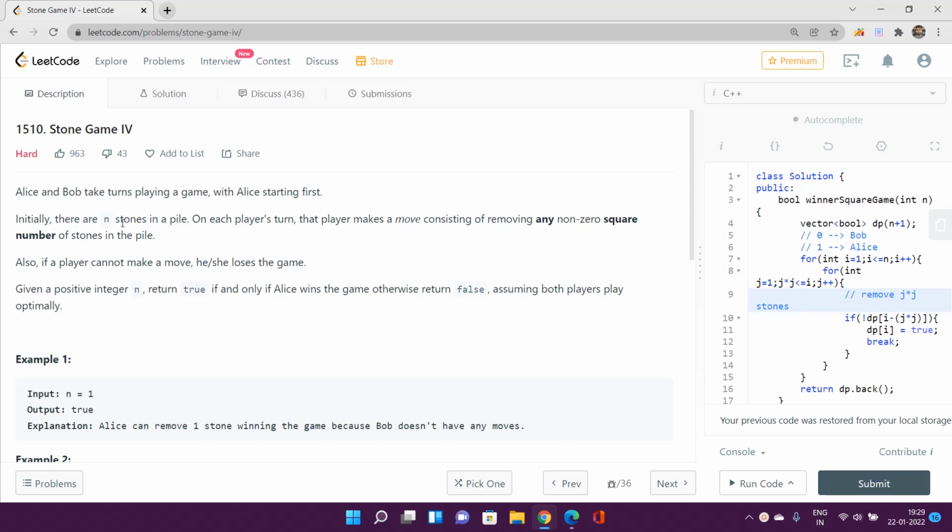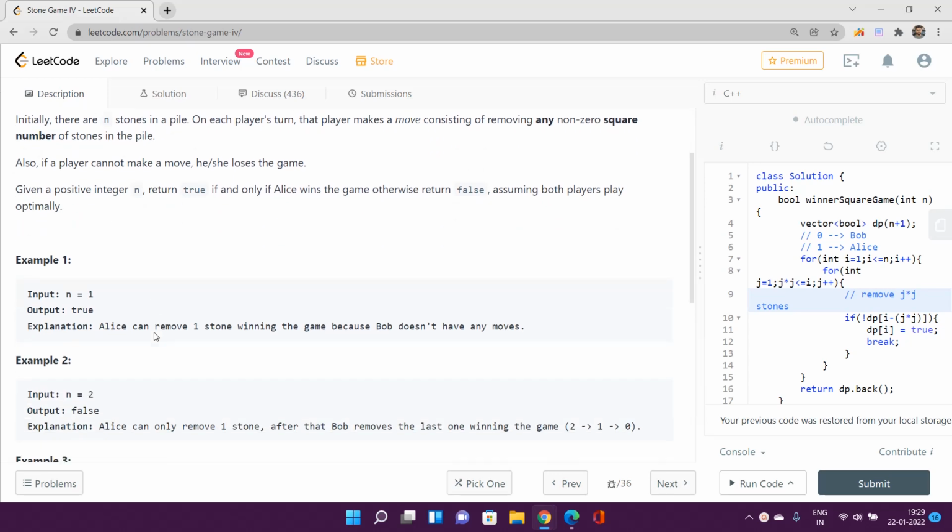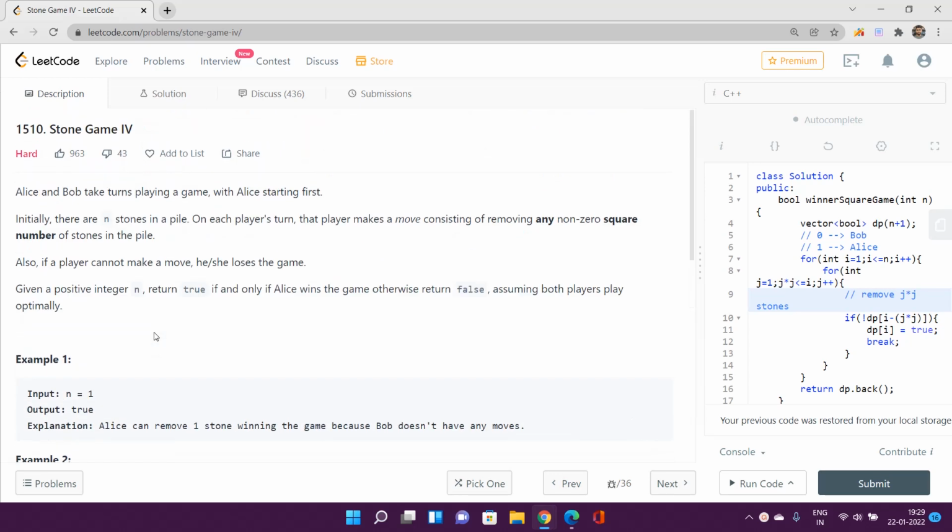If Alice is going to play, then Alice is going to pick some non-zero square number and remove that amount of stones from the pile. Also, if a player cannot make a move, she loses the game. Given a positive integer n, we have to return true if and only if Alice wins the game, otherwise return false, assuming both players play optimally. Let me pick an example and explain how things are going to be done.